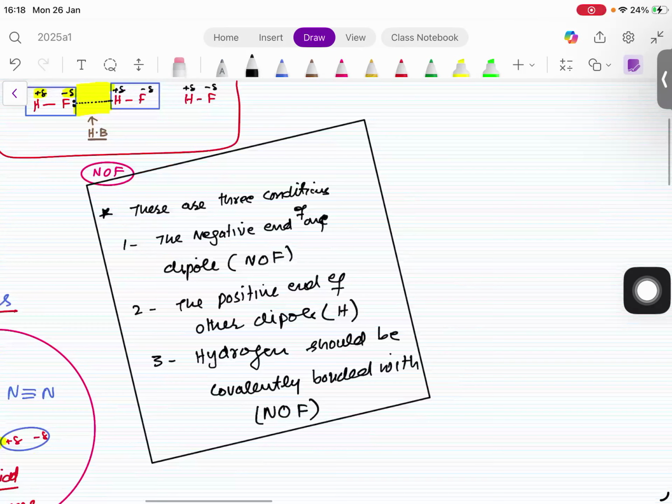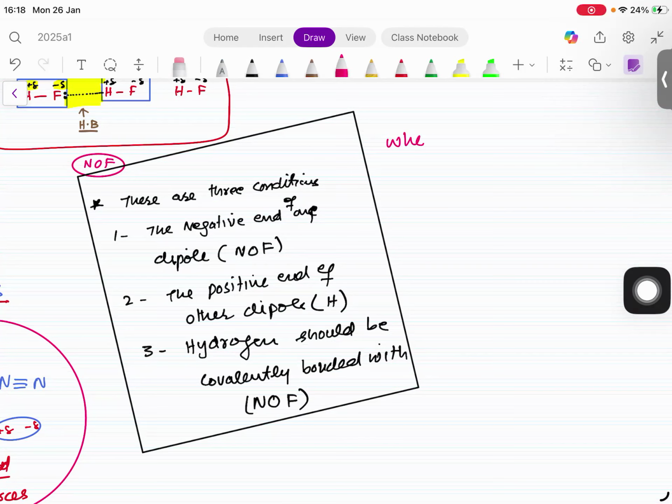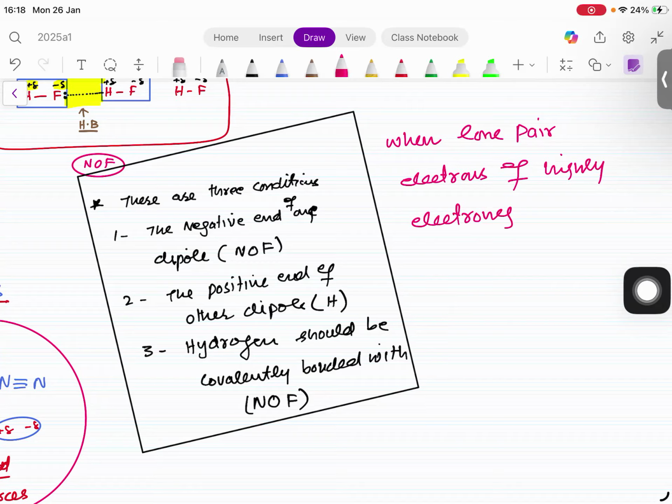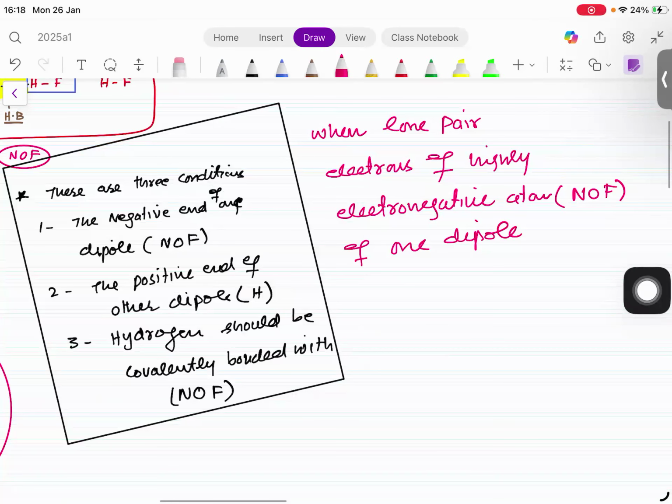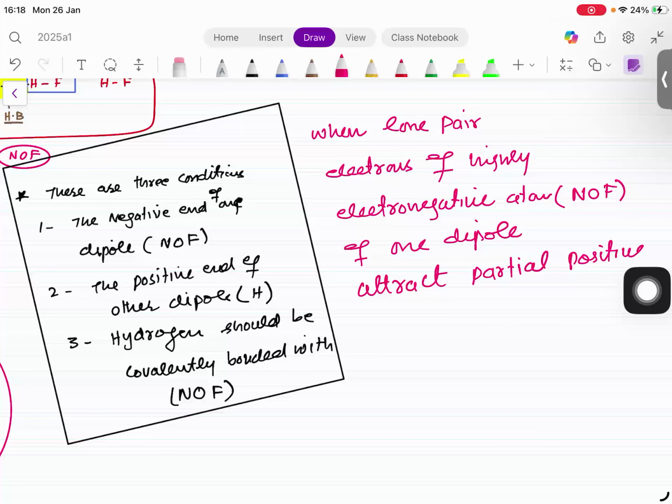So in the definition, you can write: when the lone pair of electrons of a highly electronegative atom of one dipole attracts the partial positive charge hydrogen of the other dipole, it is known as a hydrogen bond.